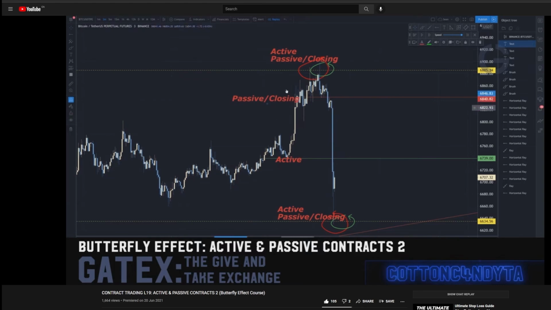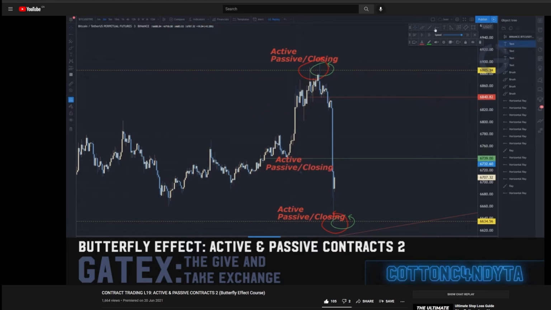So passive contracts are the contracts that lose money unless target is hit. Passive and closing contracts are what make up a move, right? This is what makes this move happen. Like as I'm scrubbing this passive and closing text here, this is the range that makes this possible as to where active, right? But theoretically, passive and closing contracts are happening everywhere.